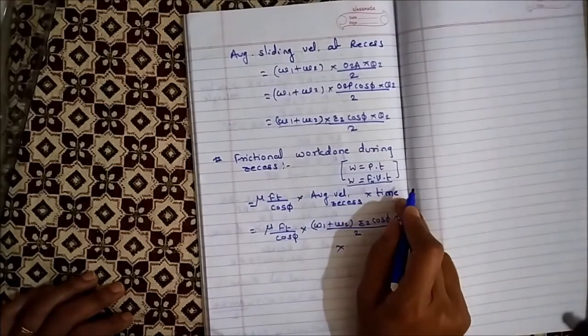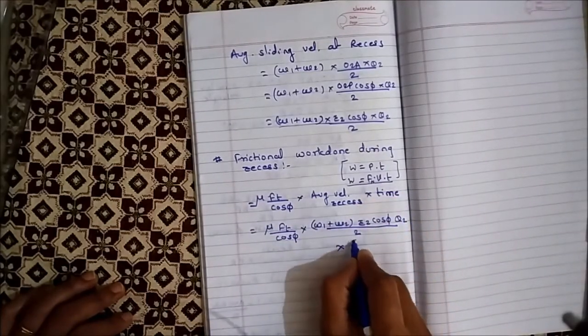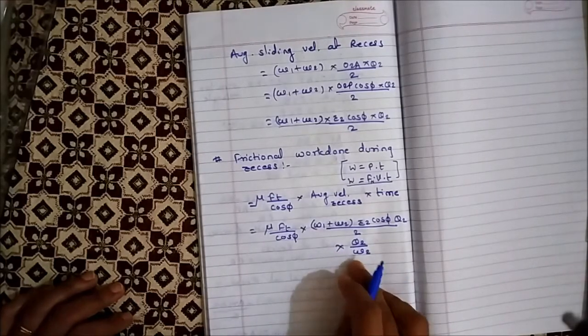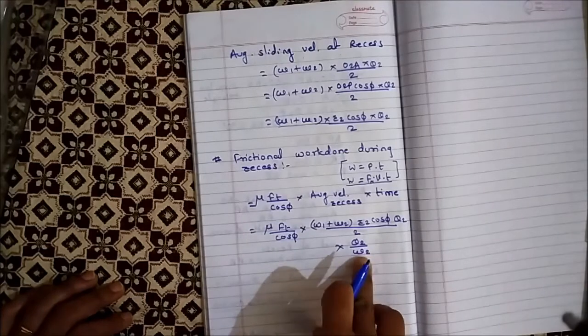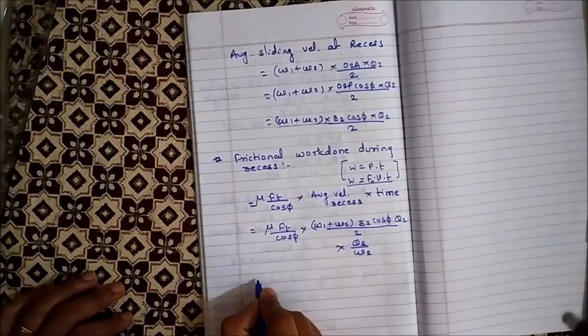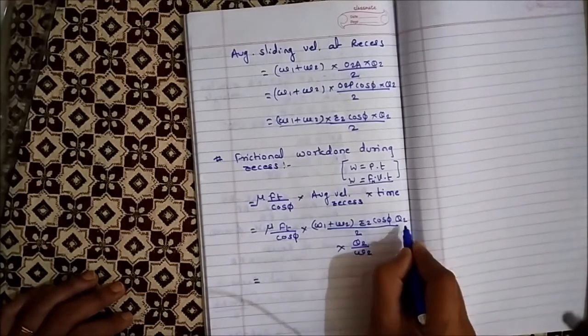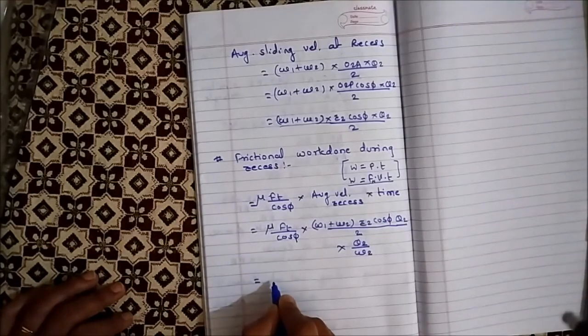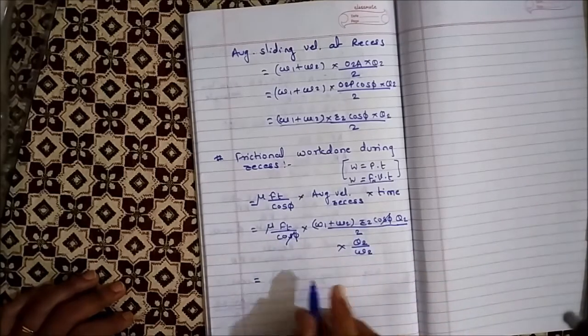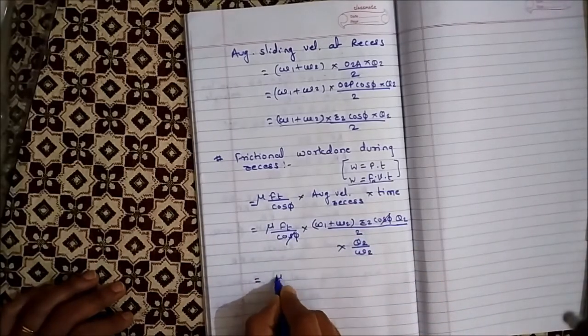Now let's write the time in terms of displacement and angular velocity. This is the angular displacement and angular velocity, theta 2 divided by omega 2. So now see, this cos phi and cos phi get cancelled. So let's write the simplified term.